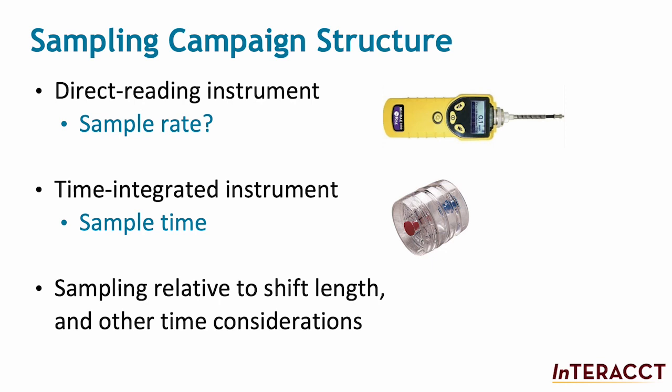For example, if measuring particulate matter with a filter, the sampling time must be long enough to acquire a measurable amount of mass on the filter. The time to sample may be over the course of a shift in that case.